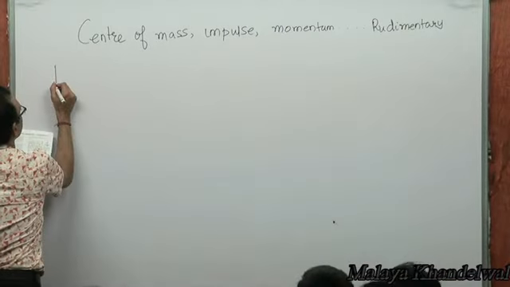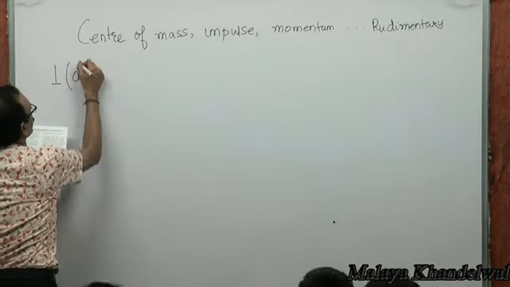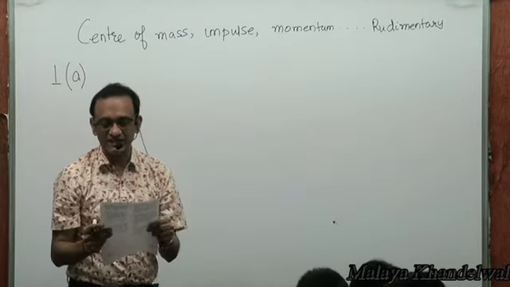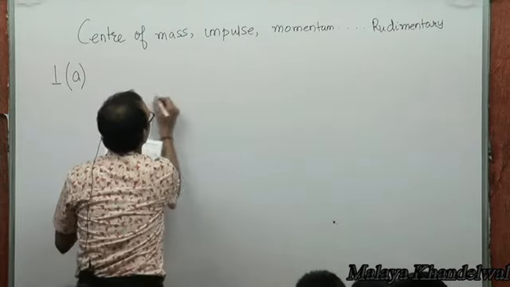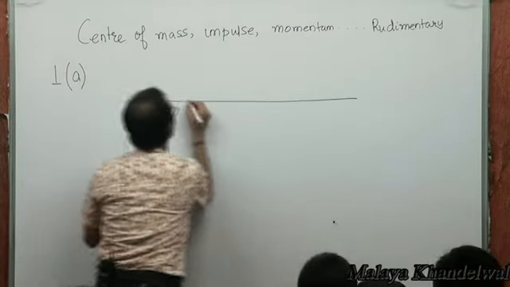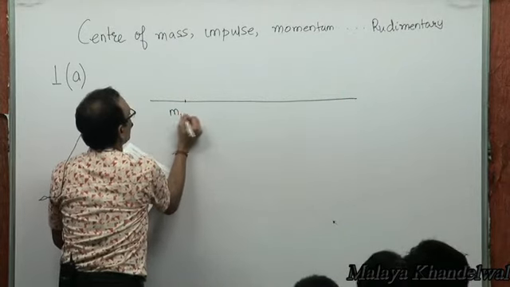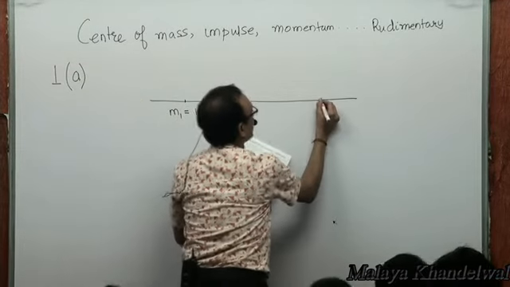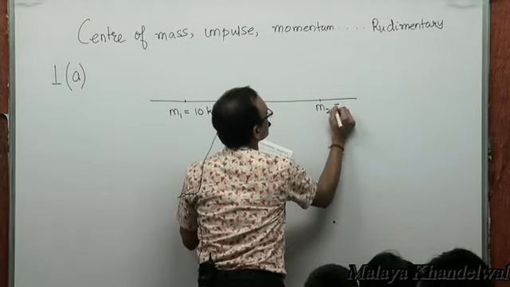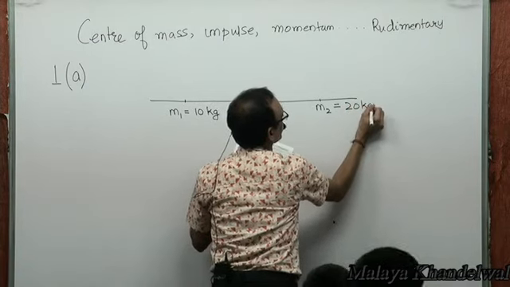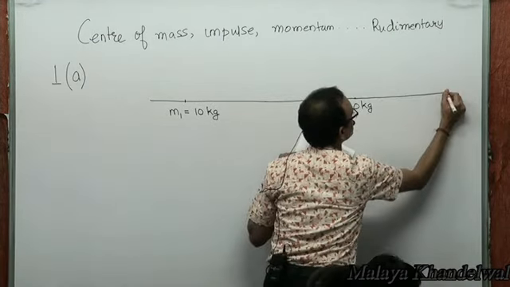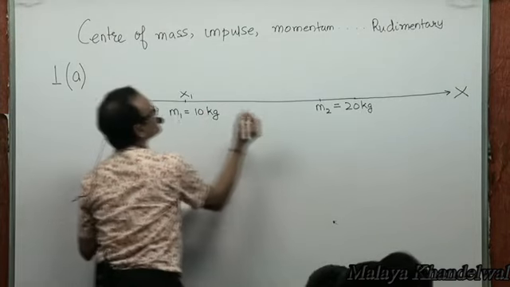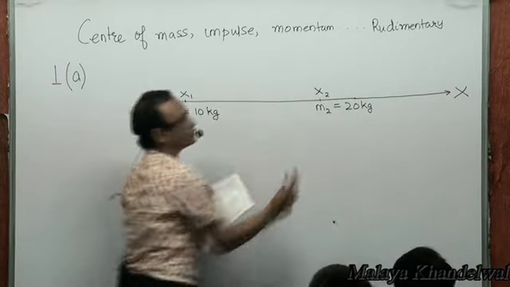First problem of the sheet, 1A, is about two blocks of mass 10 kg and 20 kg placed on the x-axis. M1 equal to 10 kg, M2 equal to 20 kg, placed on the x-axis. Say this is placed at x equal to x1, this is placed at x equal to x2, right?